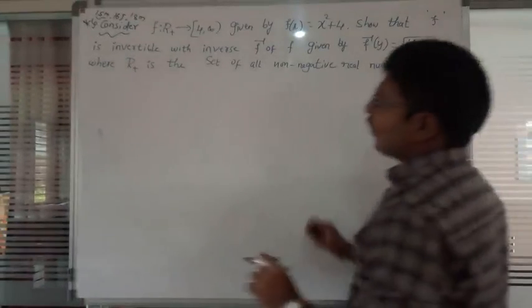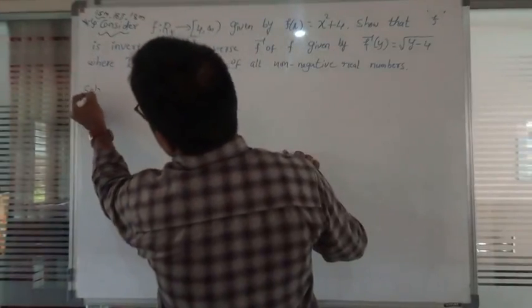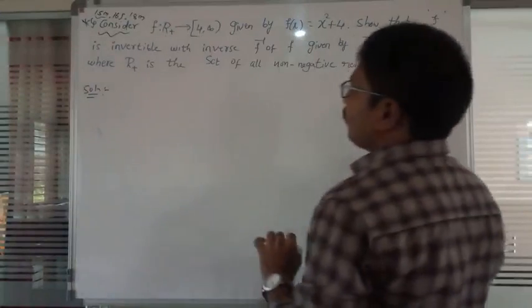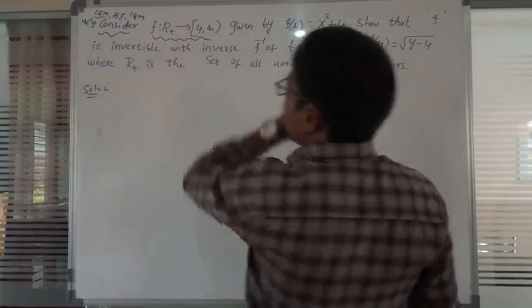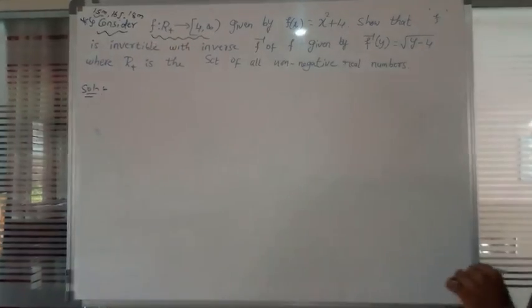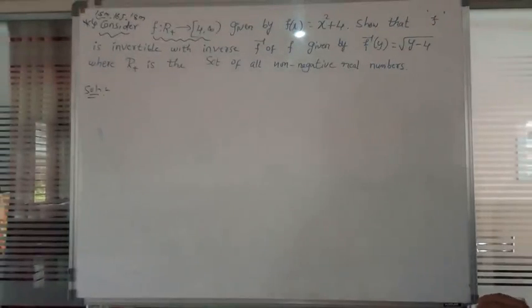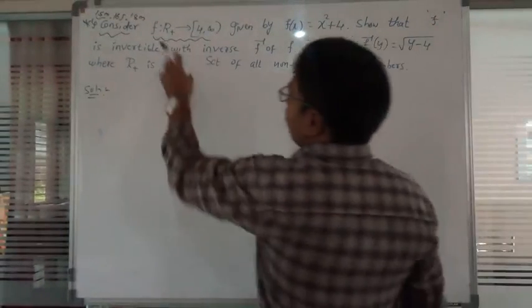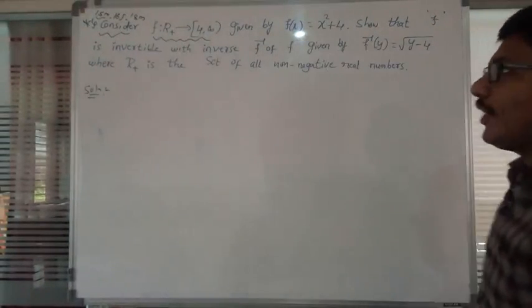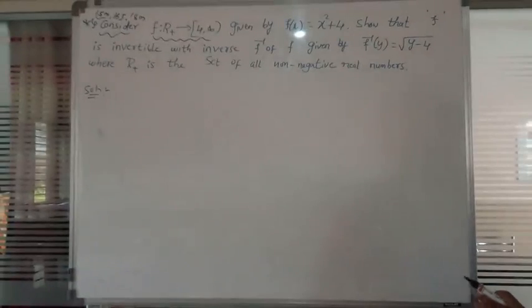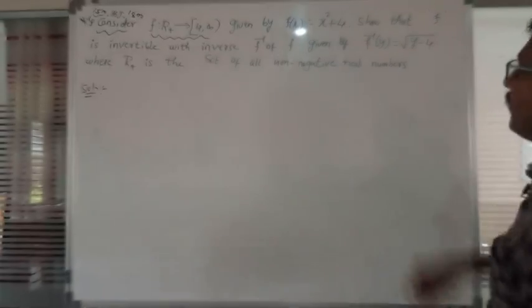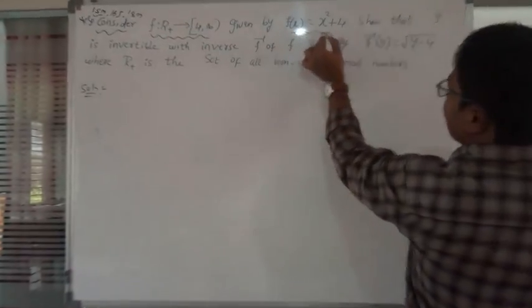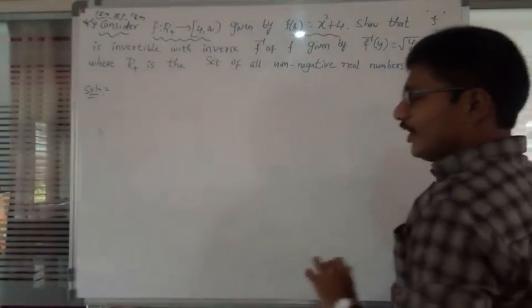Now we come to the solution part. What is the given question? A function is given, from R plus to 4 to infinity. R plus means non-negative real numbers, real numbers which are always positive. Don't consider negative numbers. It is numbers from 4 to infinity, given by f of x is equal to x square plus 4. This is the given function, and show that f is invertible.